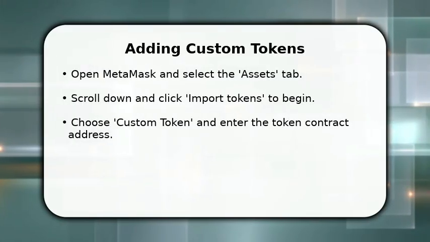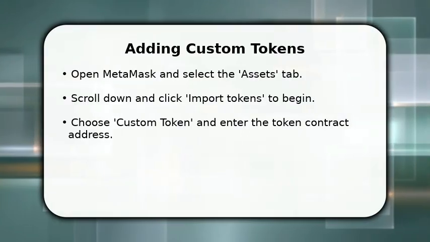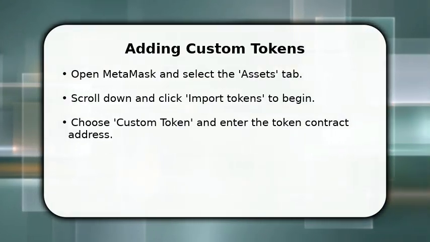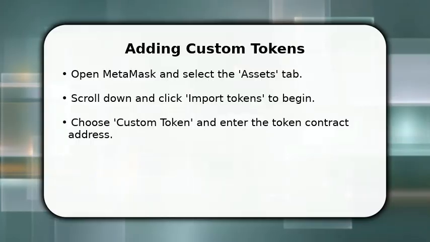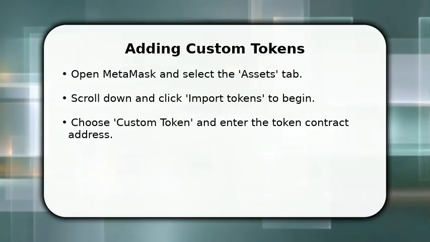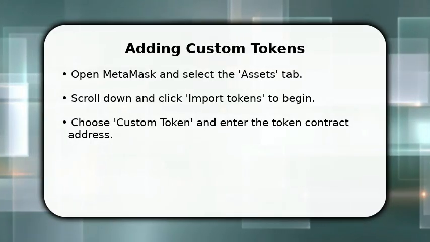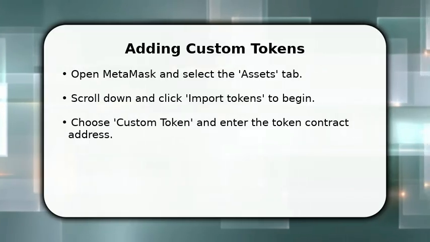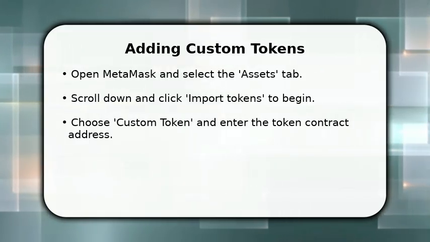In this video, I will explain how to add tokens to MetaMask. First, open your MetaMask wallet and navigate to the Assets tab. Scroll to the bottom and click Import Tokens. From there, select Custom Token. You'll then need to input the token's contract address.